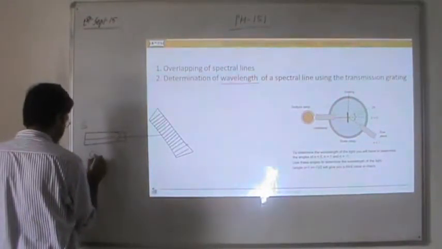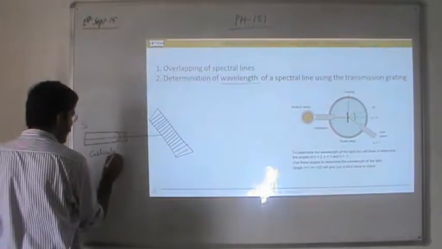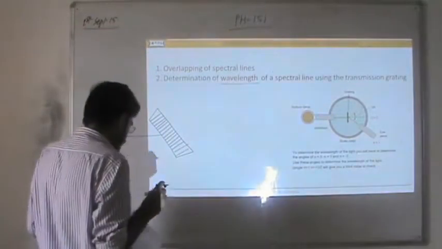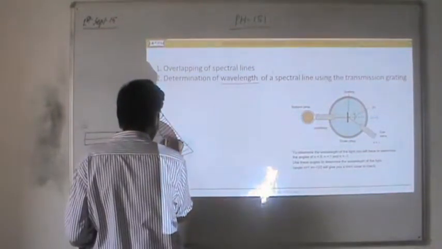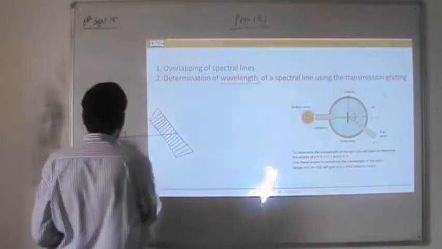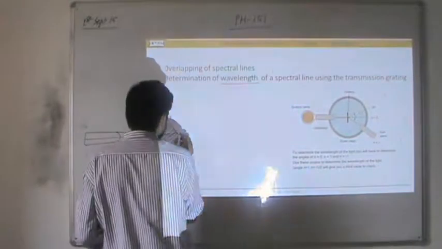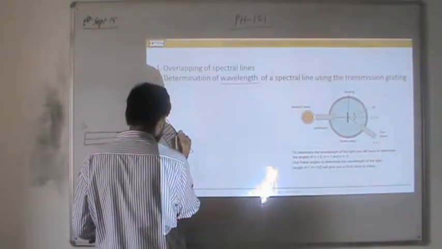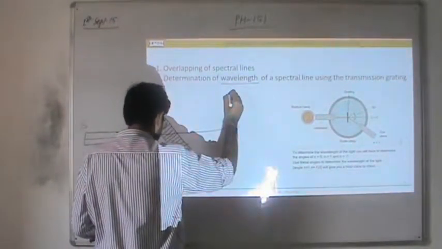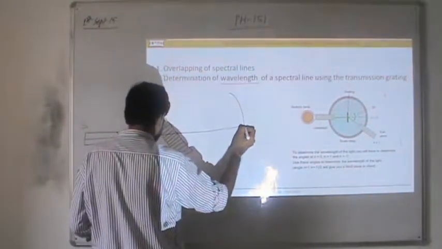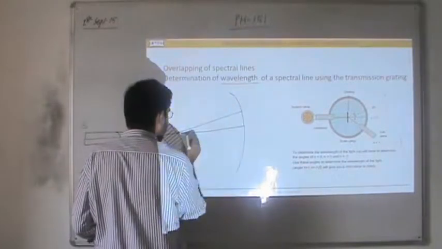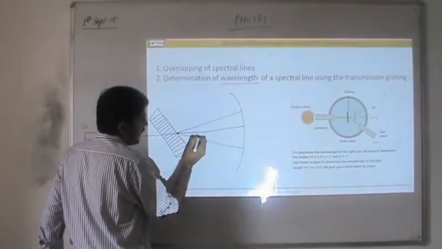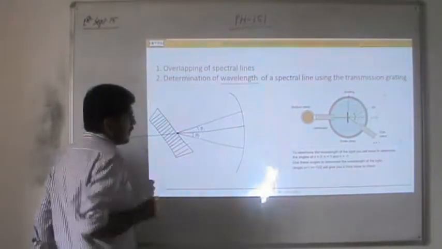This is our collimator. So a collimated beam is incident on a plane transmission grating. So after passing through this grating, the white light from the sodium lamp will be converted into different colorful light. Let the first angle be theta 1.